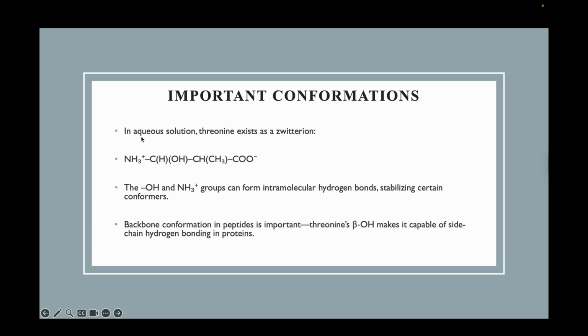Important conformations: in aqueous solutions, threonine exists as a zwitterion, NH3+, with a carbon connected to a hydrogen and alcohol, and then a CH connected to a CH3, and then the COO- negatively charged. The alcohol and amine groups can form intermolecular hydrogen bonds, stabilizing certain conformers. Backbone conformations in peptides are important. Threonine's beta alcohol makes it capable of side chain hydrogen bonding in proteins.